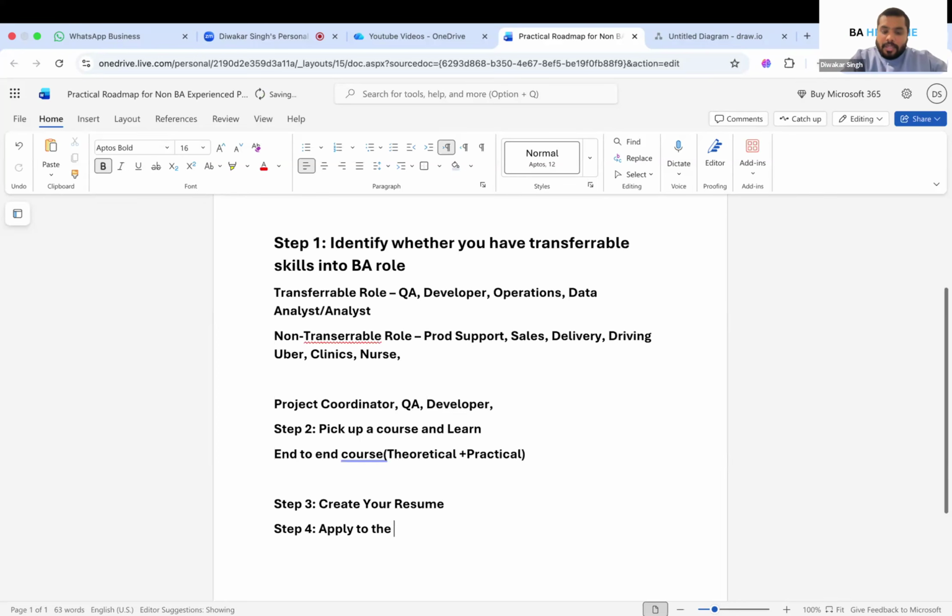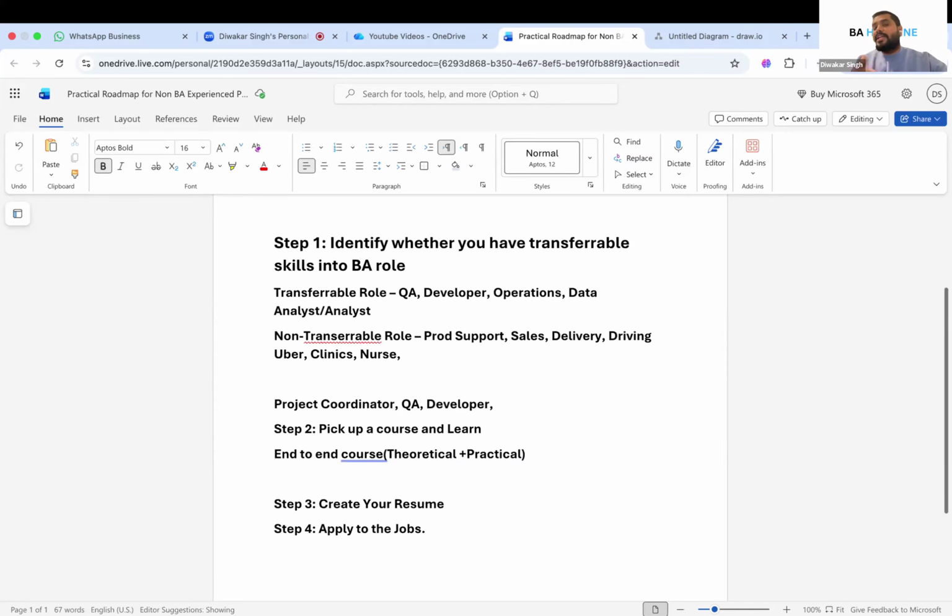Okay, now here I have seen many people just stick to one portal like Naukri. Okay, or you are only applying for jobs on LinkedIn. No, just try to explore different job portals. Okay, if you are on LinkedIn, just don't apply through the job section.